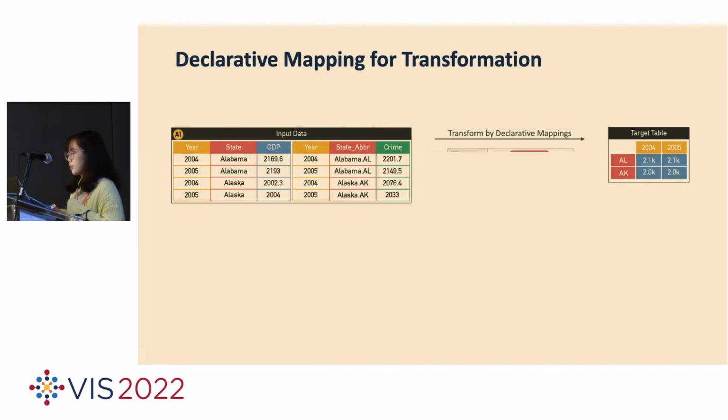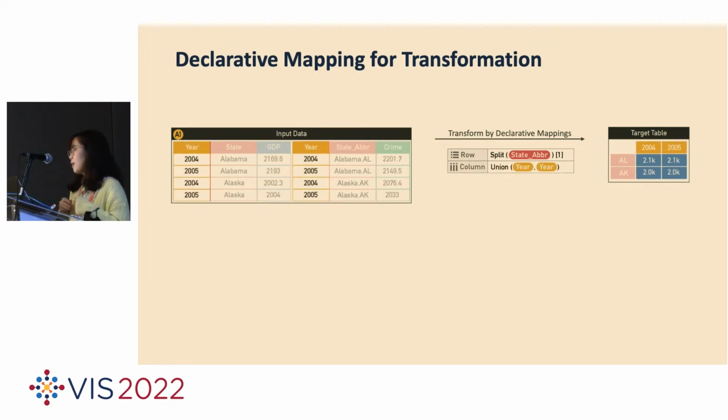Now, let's construct the specification. First, we see the row of the tagged table is derived by splitting the column of the state abbreviation. And then the column is unioning the year columns of the two import data tables. And finally, the cell is a formatted GDP value of the import data tables. So based on this specification, we explain how this approach works.